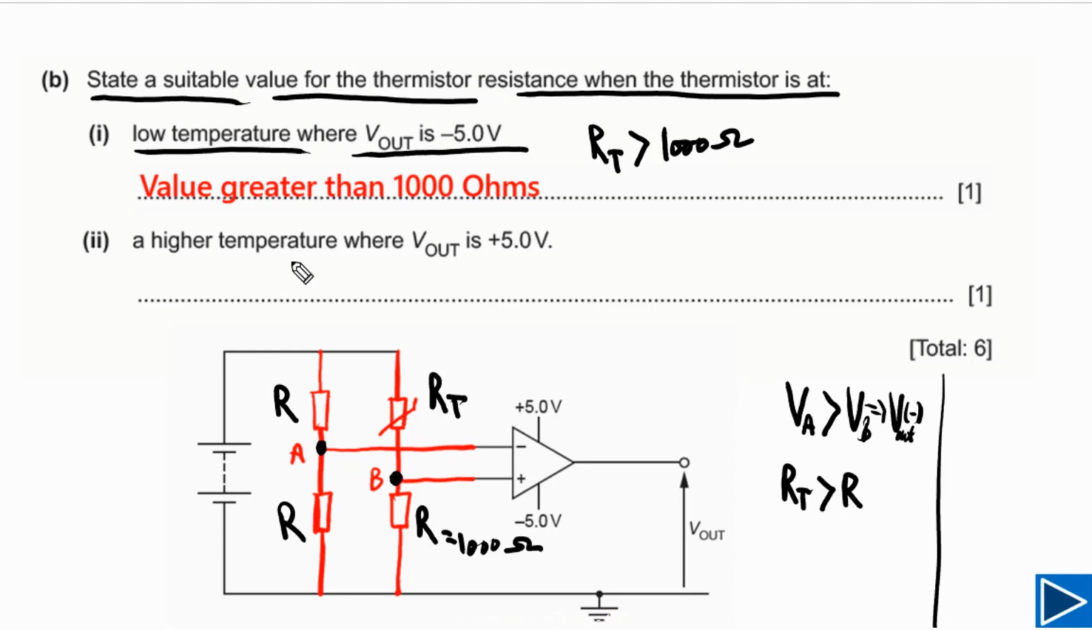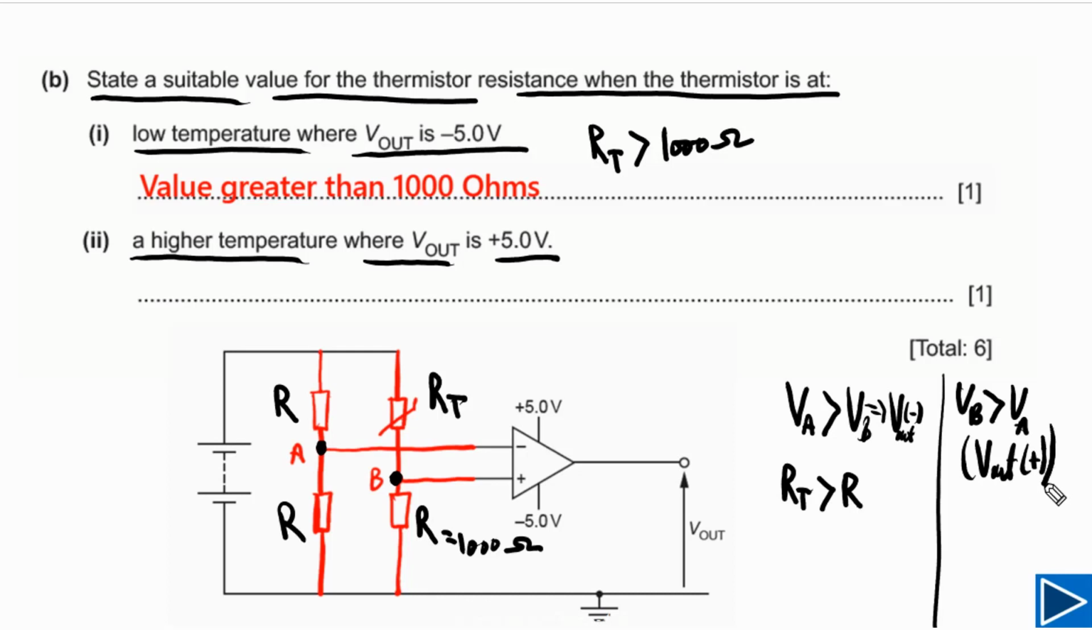For the second part, the question is asking us, at higher temperature when V out is positive, to suggest a suitable value for the thermistor. So we can write down now when V out will be positive. V out will be positive when VB is greater than VA. In this case, V out will be positive.